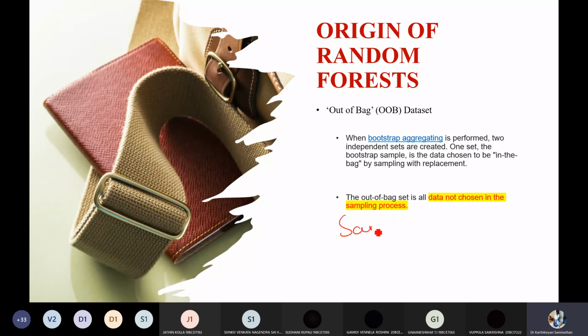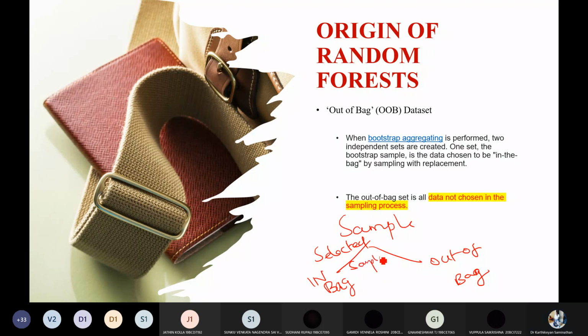So here, from the samples, this will be the in bag, and this the out of bag. A few samples are selected, and these selected samples are in the bag. Here are the not selected samples. All the not selected samples we call out of bag. These are not used for the sampling, so we call it the out of bag data set.